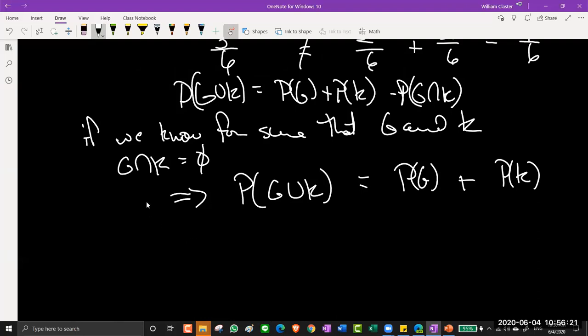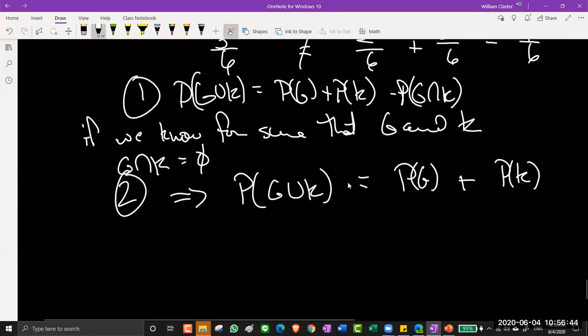Okay, so we have two versions, this one and this one. This one only works if the intersection is empty. This one works all the time. All right, so we've done that. Now, what else?